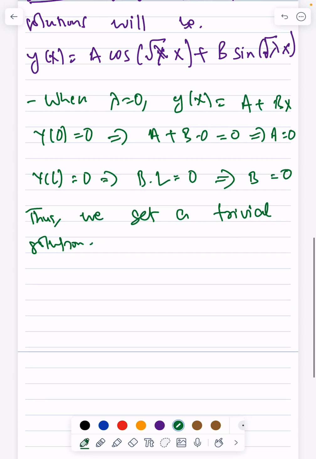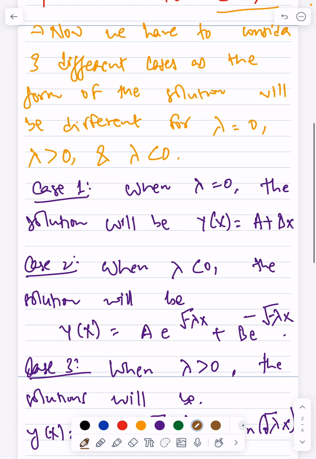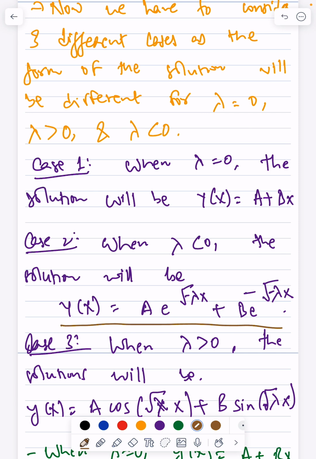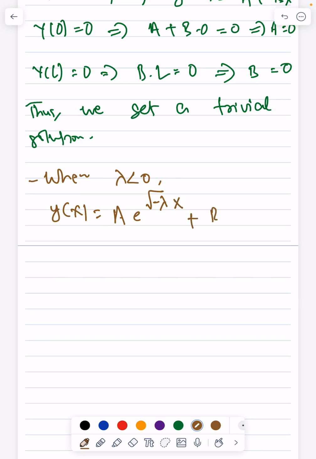So now let's look at the other case, when lambda is less than 0, right? When lambda is less than 0, we have the real roots. Our solution is this, a e to the power of square root of negative lambda x plus b times e to the power of negative square root of negative lambda x. So let's apply our boundary conditions. This is our solution.